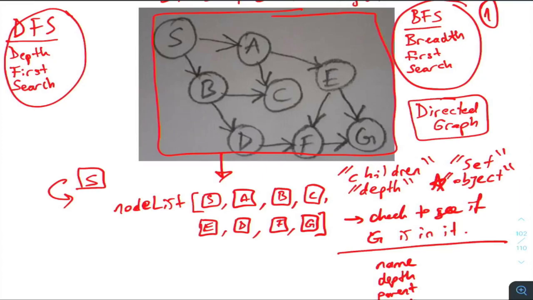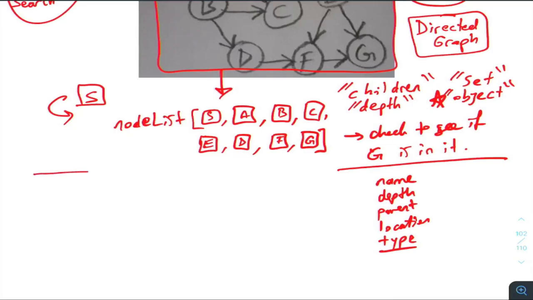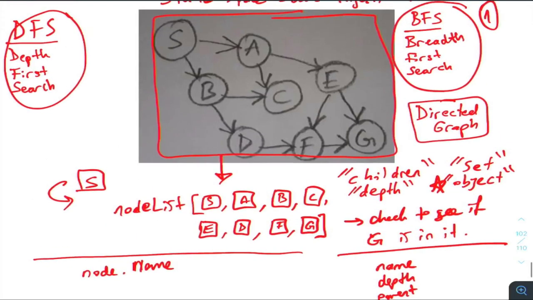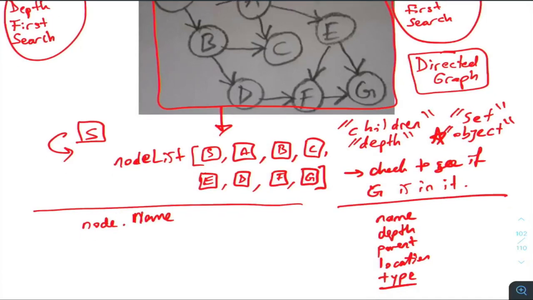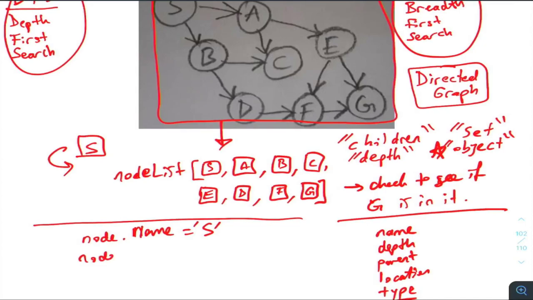Okay, for every entry in that node list, you write, for example, I would probably, I mean, I did that, and that's why I'm talking about it in that manner. I would probably use, for example, node.name, or you can immediately change that to a number, 1, 2, 3. However, we again talk about that specific problem. Node.name is a string, or character. Node.name equals S. Node.depth is 0.